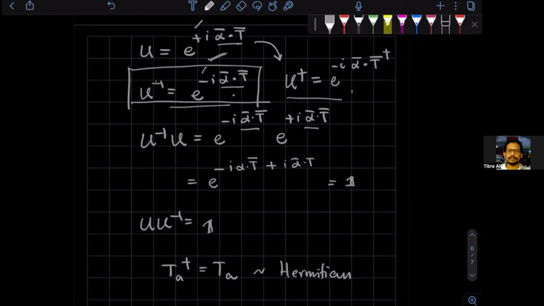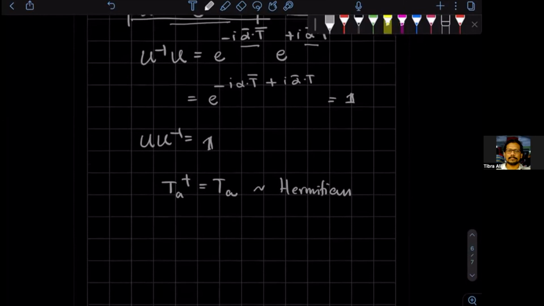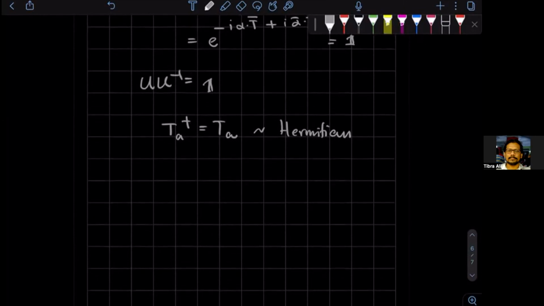So now, what are these T's? Again, the generators TA, they are, number one, 2 by 2 Hermitian matrices. And number two, they're traceless.